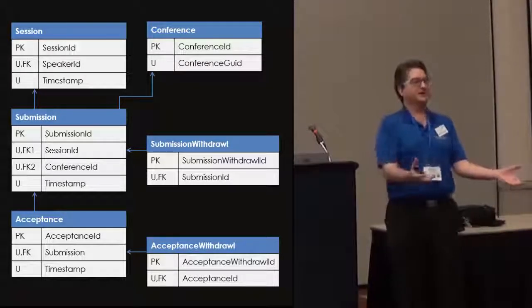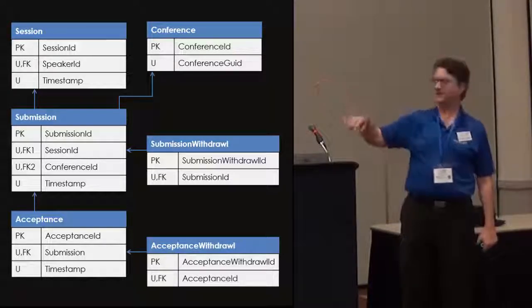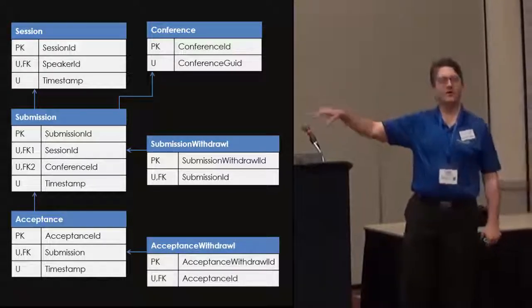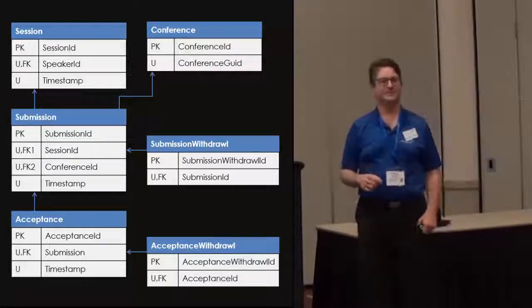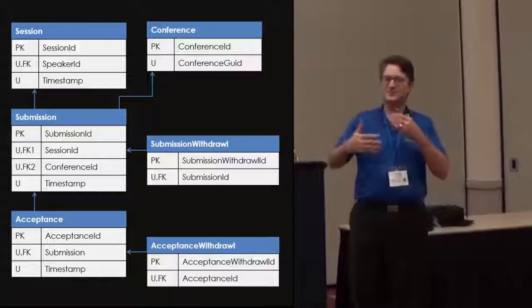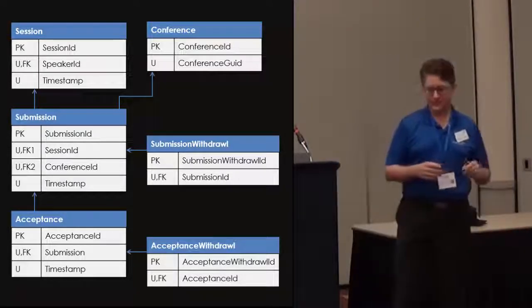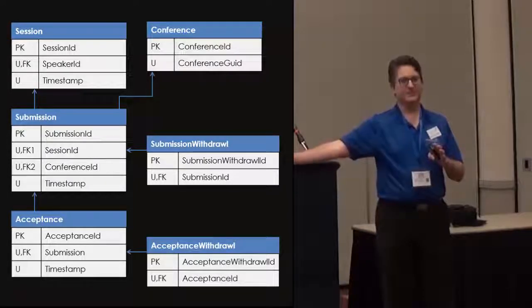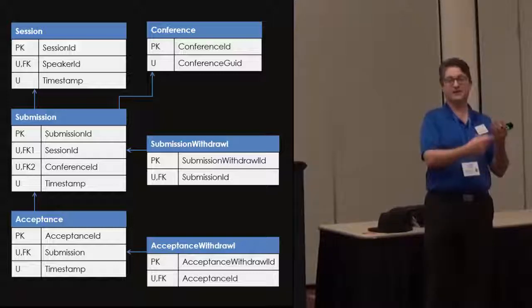And we already know how to write that kind of a query. Select submissions where the submission ID is not in acceptance, where acceptance ID is not in acceptance withdrawal. See, we're doing those two layers again. And so if I were to withdraw my acceptance and then I run this query again, hey, there's that submission back again. I can go ahead and accept it again.